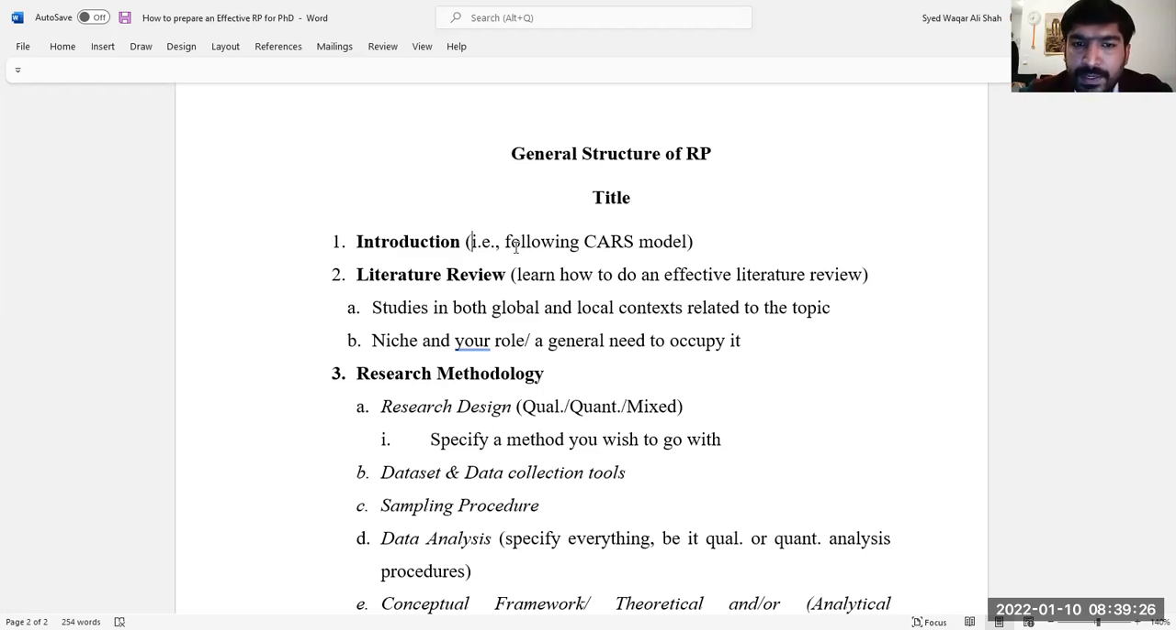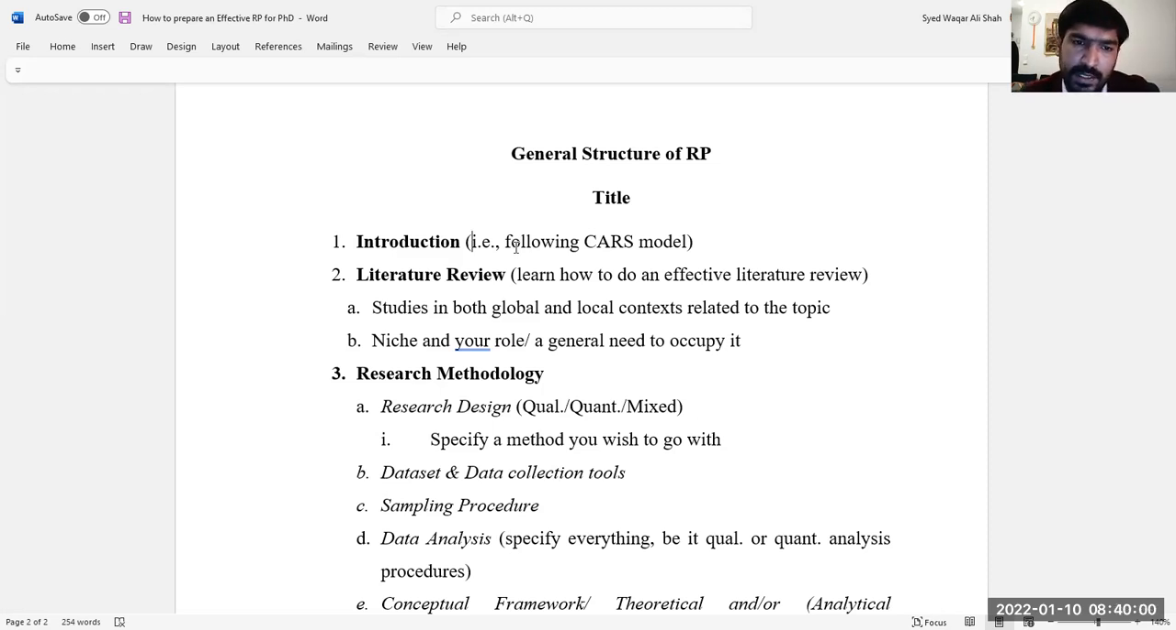In your introduction, once you have followed the CARS model, you always need to include the aims and objectives of the study. Or if you think that you can't go with aims and objectives, then think about the major research question that you want to investigate in your doctoral study. Or if you think that you cannot go with a research question, then the third option is a hypothesis. If you think that your study is quantitative, then the hypothesis can be part of it.